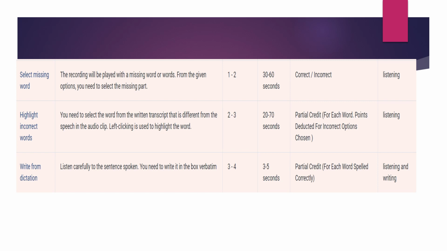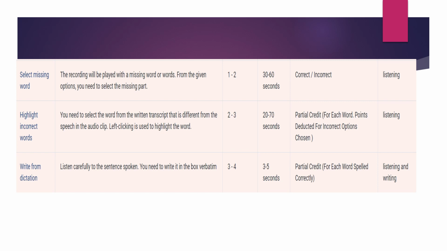For highlighting incorrect words, the task is that you need to select the word from the written transcript that is different from the speech in the audio clip. Once you hear the audio clip and you see that this word or this phrase is different, then you can select it. Left clicking is used to highlight the word. In total, you will have 2 to 3 prompts and the time length is 20 to 70 seconds. You are credited for each correct word, points are deducted for an incorrect one, and again, your listening skills will be assessed in this section.